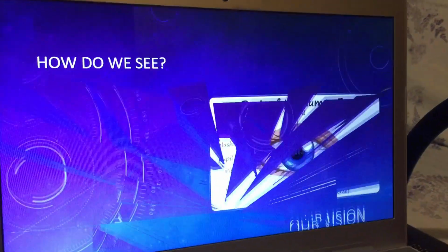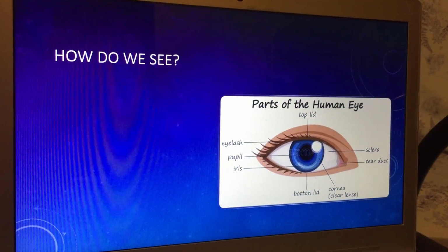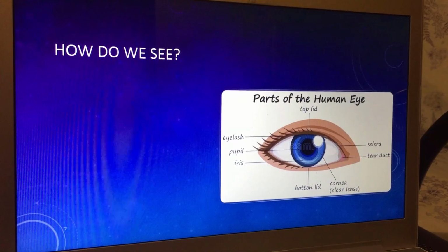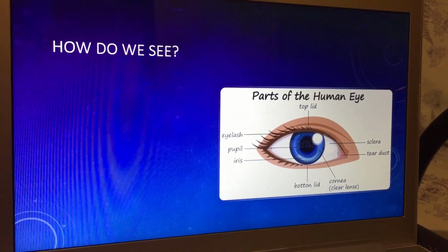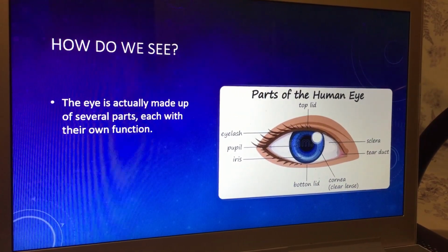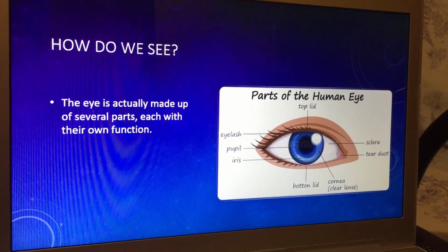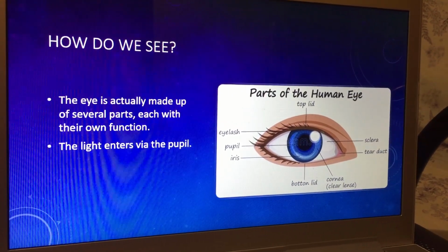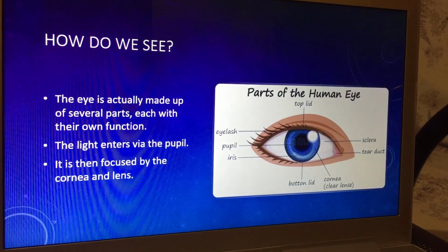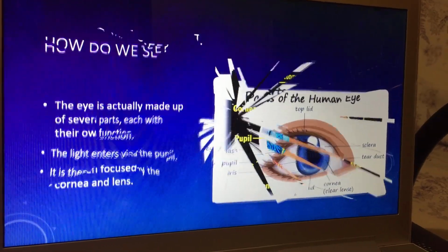So, how do we see? What do you think? Through our eyes. Exactly. And our eyes are made up of several parts with their own individual function. The light enters via the pupil and then is focused by the cornea and lens.